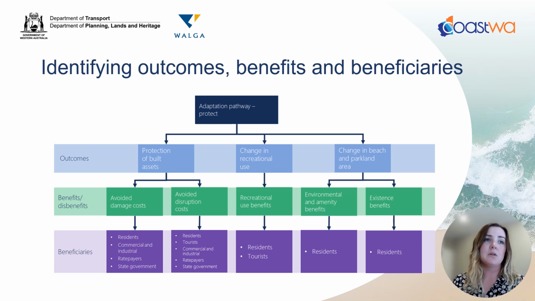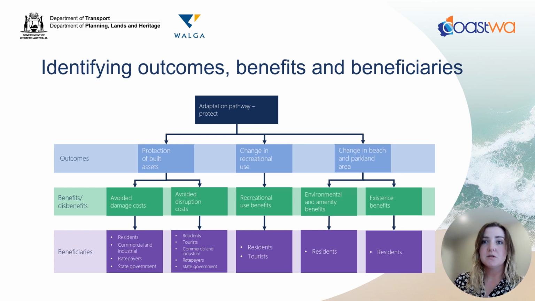So in this example, your adaptation action might lead to outcomes such as protection of built assets. You might get a change in recreational use. You might get a change in beach and park area. So these are the types of outcomes that you'd be thinking about. Then what are the benefits of those outcomes? Well, the benefit from protecting your built assets is avoided damage costs. So, no erosion or damage to buildings, avoided disruption costs if you're avoiding flood impacts.